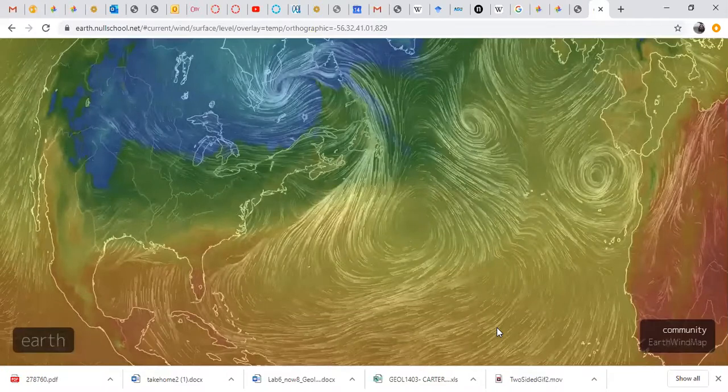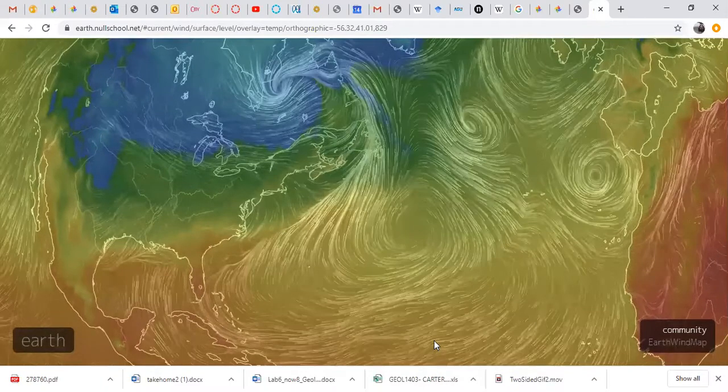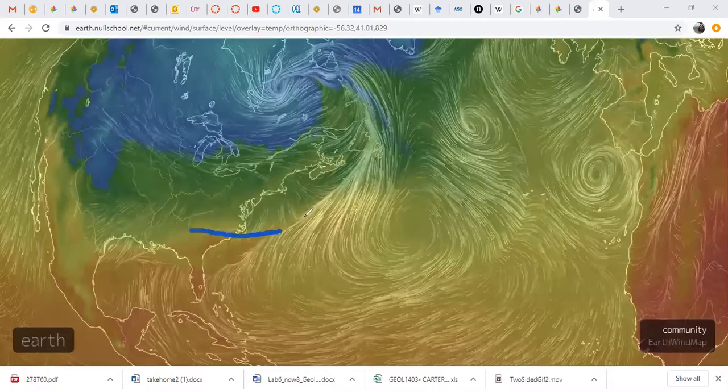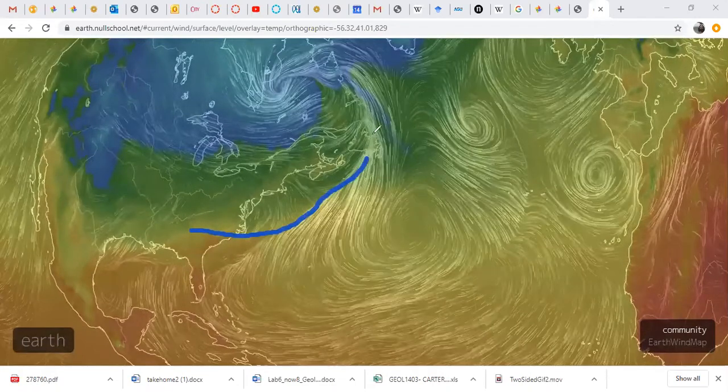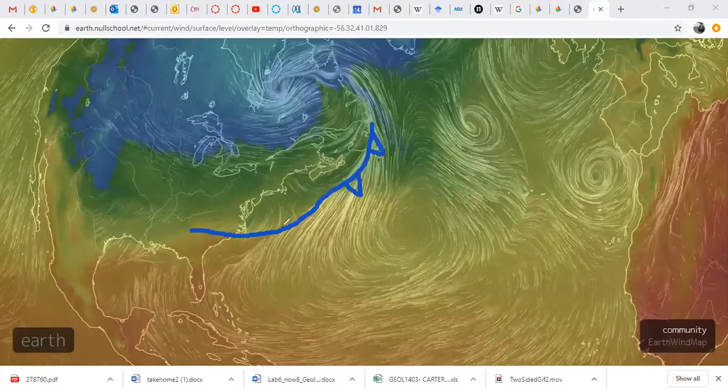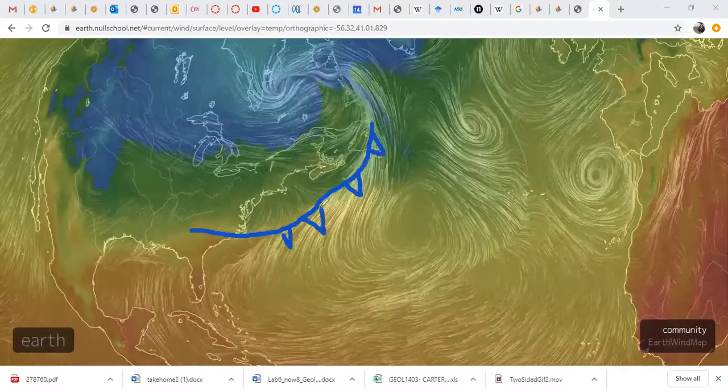So I'll draw a little annotation on it here. Right here, where these winds change direction, you're almost definitely looking at a cold front. And if there's a weather map, it would look like so.